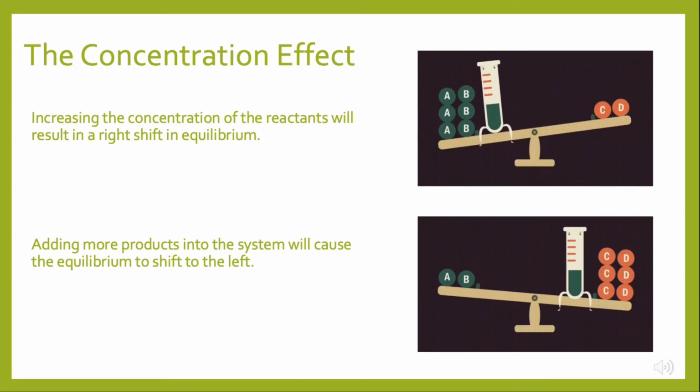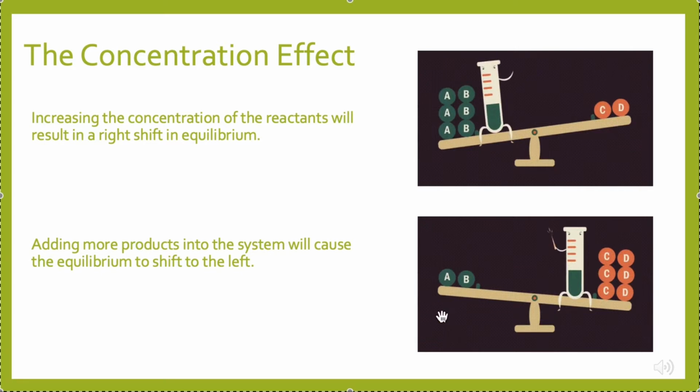If you think about it, reducing the concentration of products will also result in the same shift. Although, if you look on the bottom, adding or increasing the concentration of products will cause the system to shift to the left in order to be able to produce more reagents. And again, if we were able to remove reagents, the same outcome will occur.